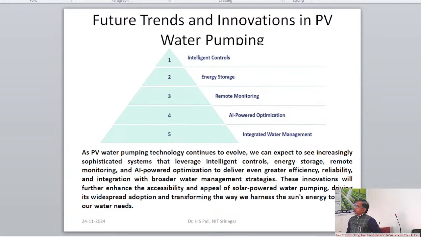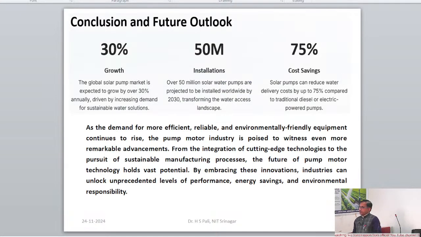The global solar market is expected to grow 30% annually. From the 10 years of data we have, the growth is more than 30%. And over 50 million solar water pumps are projected to be installed worldwide by 2030. This is from the Global Solar Alliance. We have taken the oath or the mandate. Another is the cost saving. The solar pump can reduce cost by up to 75%. That is the important part.